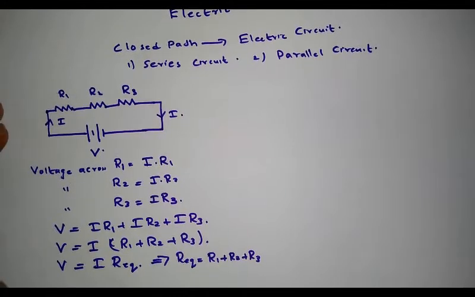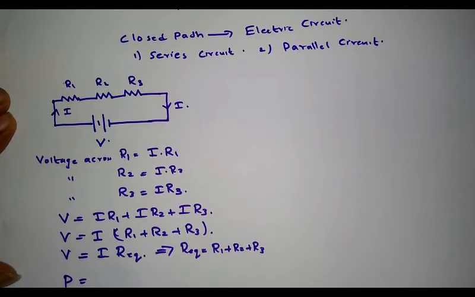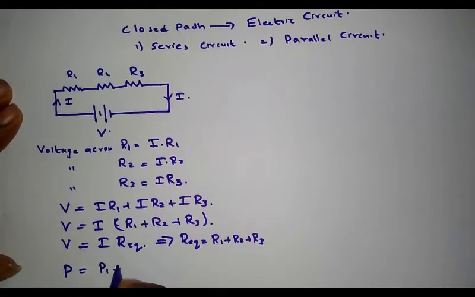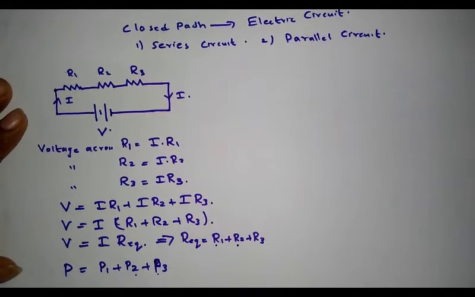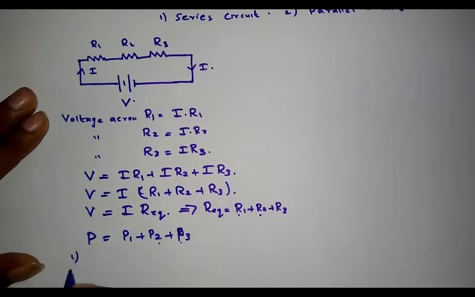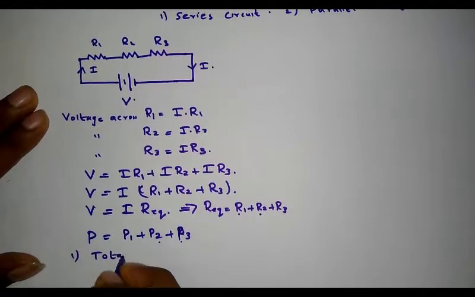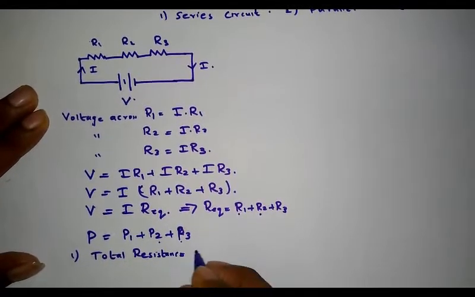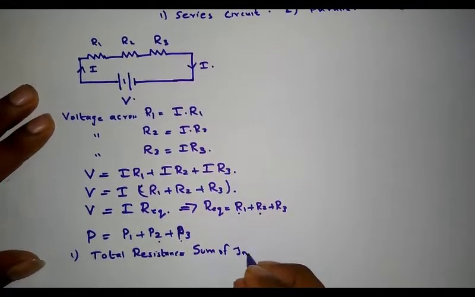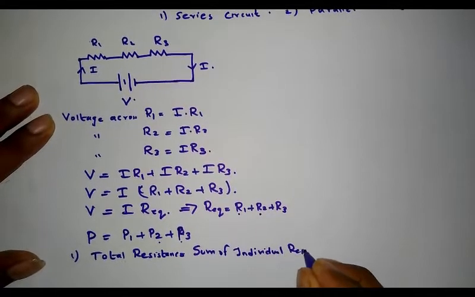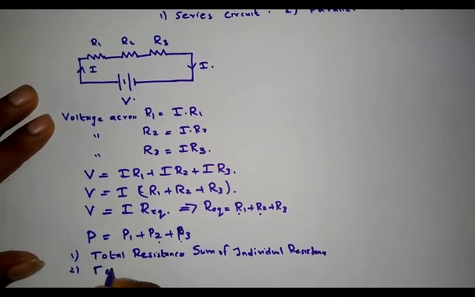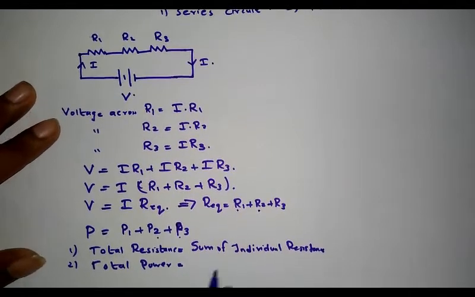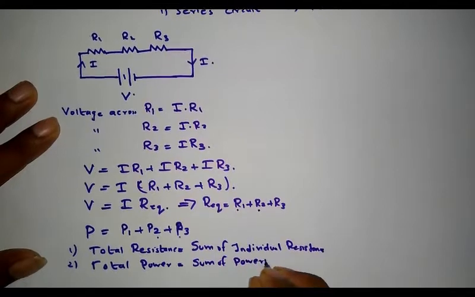In a series circuit, we can also represent the total power consumed P as the sum of the powers dissipated in individual resistors, that is P1 plus P2 plus P3, where P1 is the power dissipated in resistance R1, P2 is the power dissipated in resistance R2, and P3 is the power dissipated in resistance R3. Therefore, the total power is the sum of the individual powers. As a conclusion, we can write, in a series circuit, first, the total resistance is equal to the sum of individual resistances, and second, the total power is equal to the sum of powers in individual resistors.